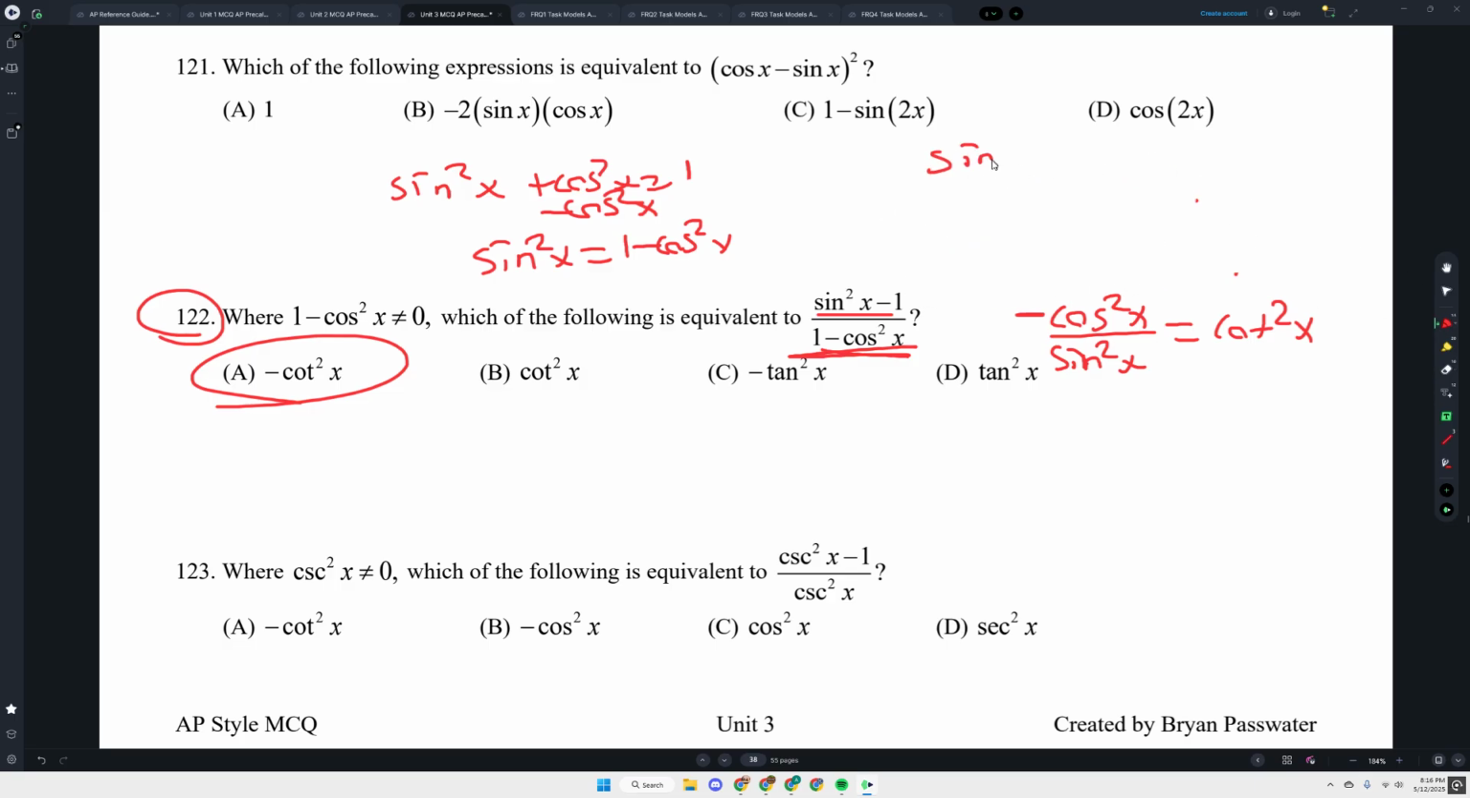If we have sine squared of x plus cosine squared of x is equal to 1, we're gonna subtract cosine squared of x, and then we have sine squared of x equals 1 minus cosine squared of x, and now we're gonna subtract the 1 to get sine squared of x minus 1 equals negative cosine squared of x. And now we can replace this with this. Does that make sense for everyone that didn't understand 122?